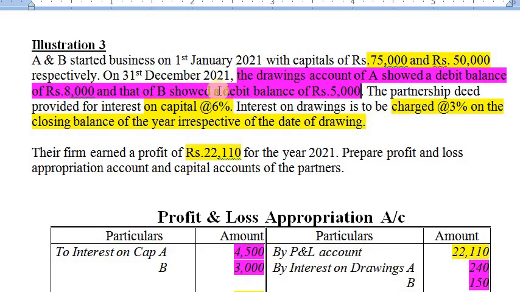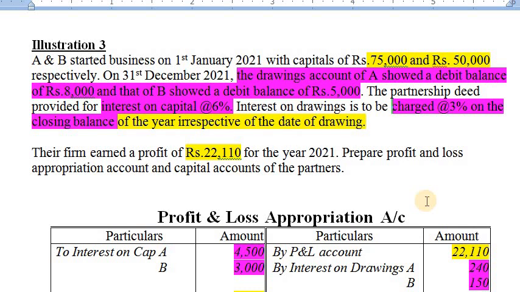B had withdrawn 5,000. Partnership deed provided for interest on capital, yes, 6% interest on capital, but interest on drawings is charged 3% on the closing balance. This is very simple, oversimplified. I purposely made it easy. In the beginning, I don't want you to get confused with the date and all that. Now on the closing balance of drawings account, irrespective of the date of drawing.